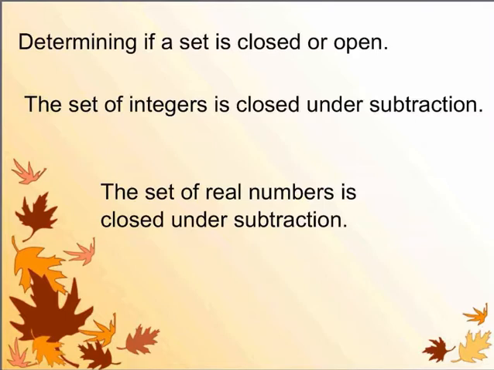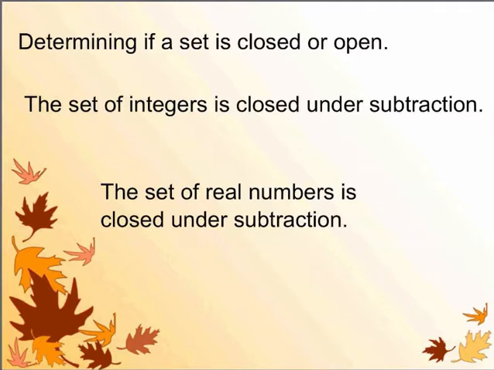Looking at a set closed or open, remember that the set has to be true in all situations, every single possible situation that you can think of, in order for it to be considered true. So if we look here, the set of integers is closed under subtraction. That means if I have an integer subtracted by another integer, I'm always going to get another integer.